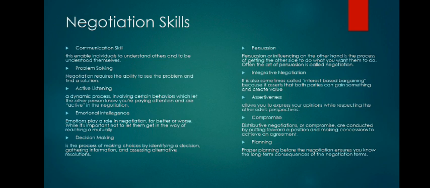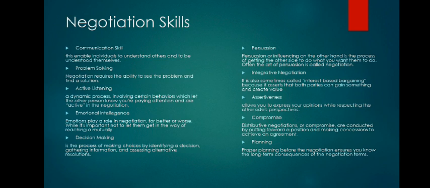Next is persuasion. Persuasion or influencing, on the other hand, is the process of getting the other side to do what you want them to do. Often, the art of persuasion is called negotiation. Successful negotiators can influence other parties. Your persuasion skills decide whether the other party agrees to your solution.